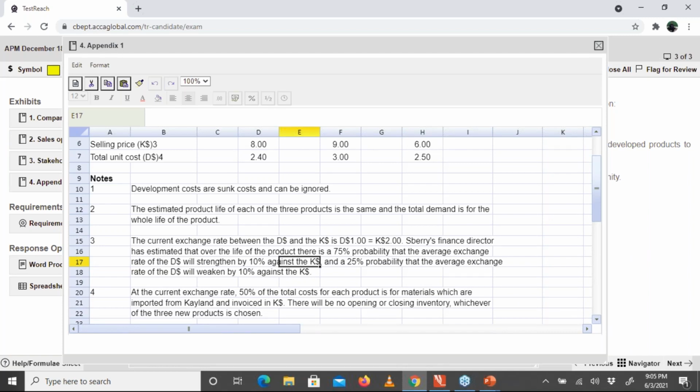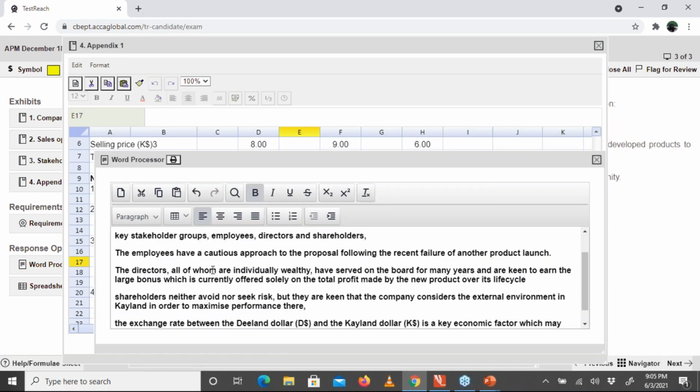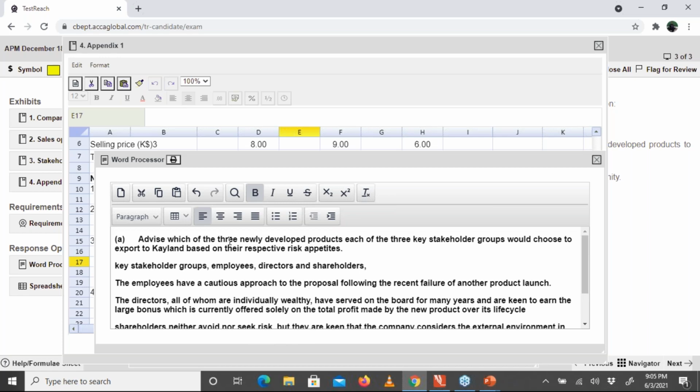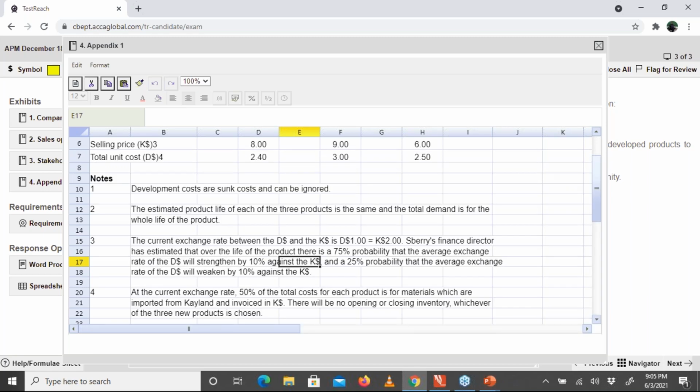Now, it says at the current exchange rate, 50% of total cost is for material, which is imported from K-land and invoiced in K dollar. There will be no opening or closing inventory, whichever of the three new products is chosen. So before you go on doing the calculation, the examiner is asking you to advise which of the three newly developed products each of the three key stakeholder groups would choose to export to K-land, based on their respective risk appetite.